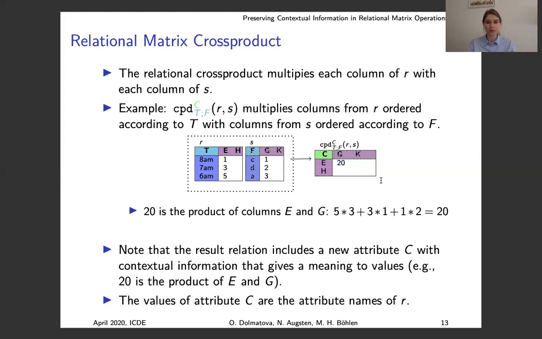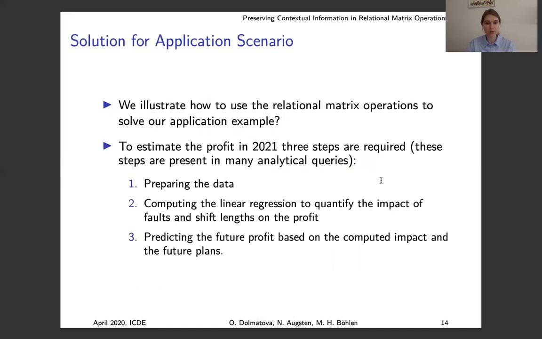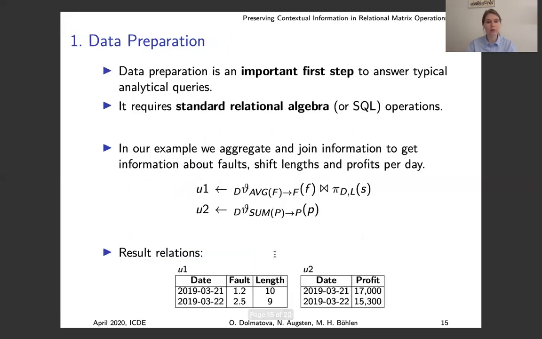So now we have considered the approach, and let's look at how our application scenario can be addressed with our approach. The task requires 3 steps to perform: to prepare the relevant data for the linear regression computation, to compute the linear regression between machine fault, shift length, and the profit, and to apply this knowledge for the future values to estimate the monthly profit of 2021.